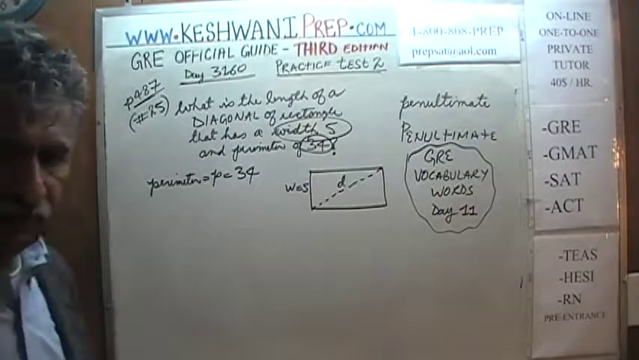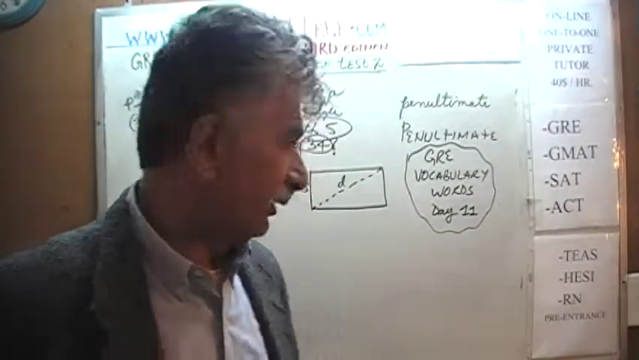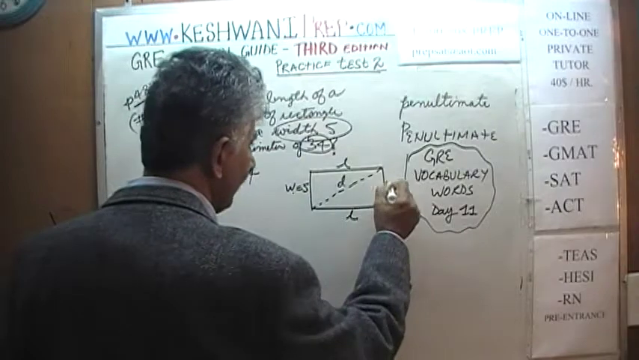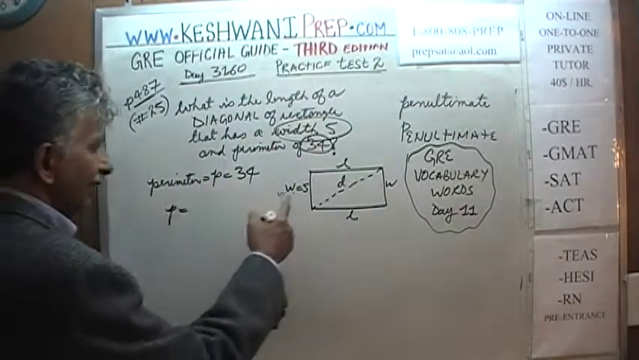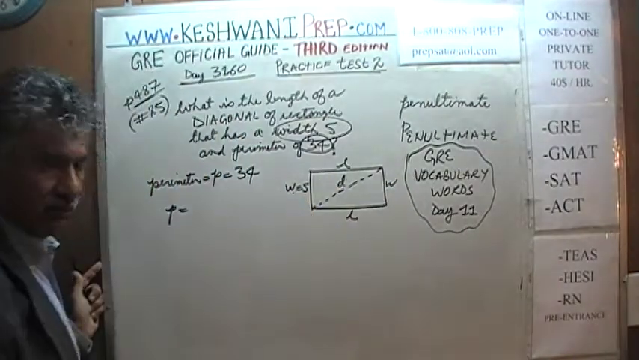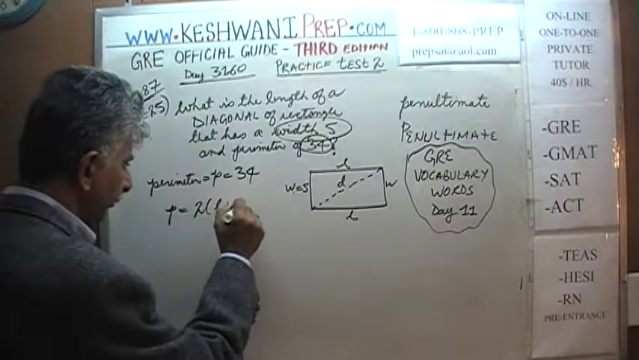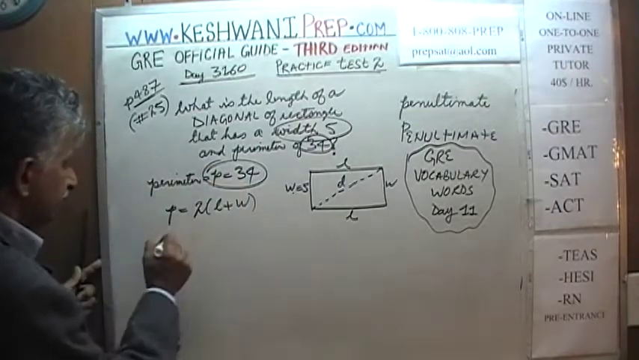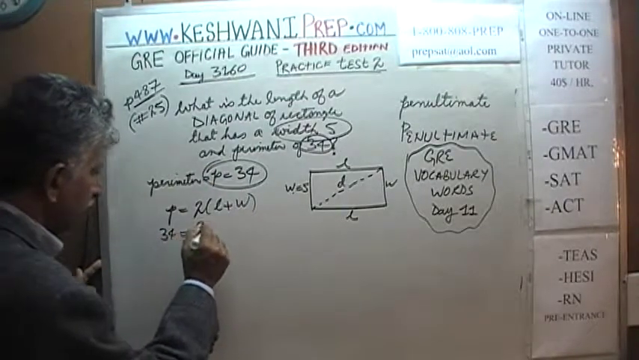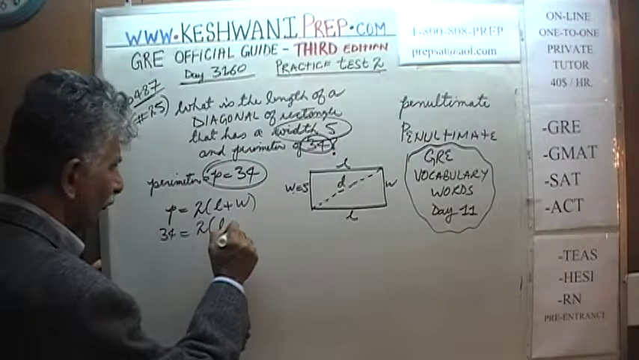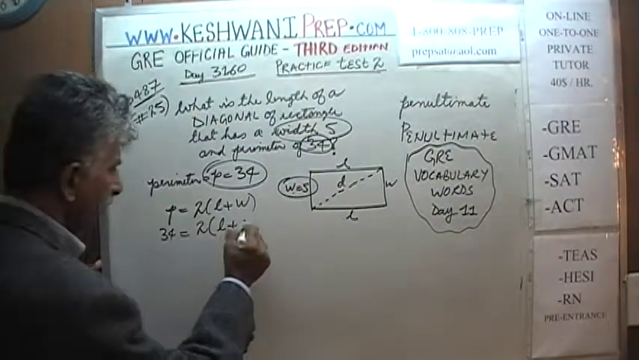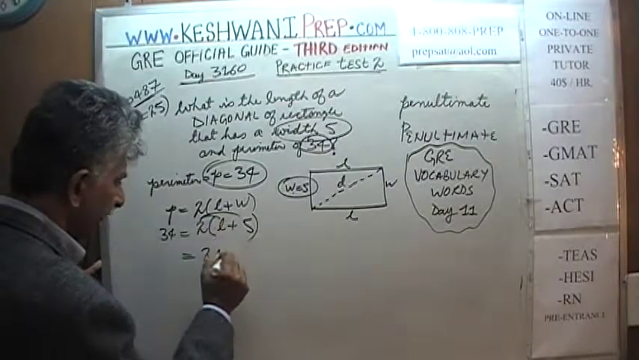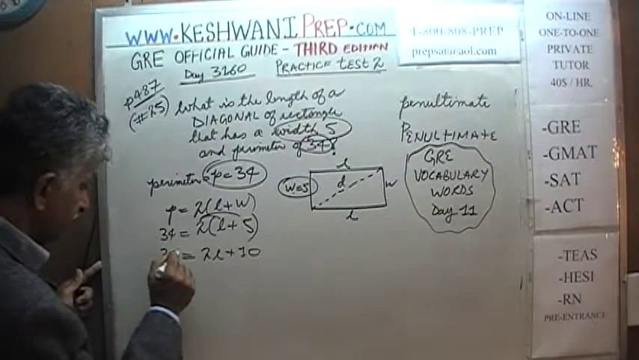Let's get going. How do we find the perimeter? The perimeter is simply, this is length, this is length, this is width, and this is width. So perimeter is simply length plus width plus length plus width, which is 2 times (length plus width). With me so far? Let's substitute what we know. We know perimeter is 34, so 34 equals 2 times (length plus width), and the width we know is 5. Open the parentheses, we get 2 times L plus 2 times 5, which is 10, and that has to equal 34.